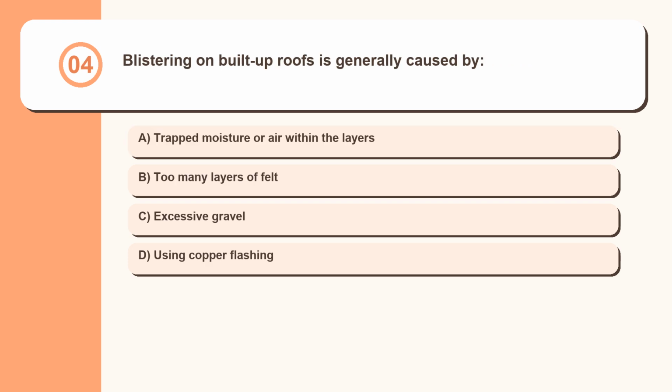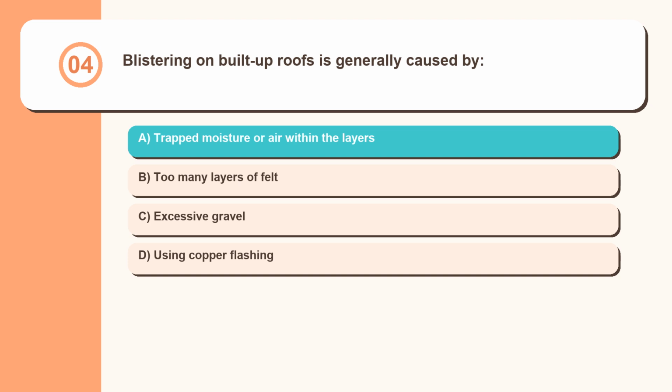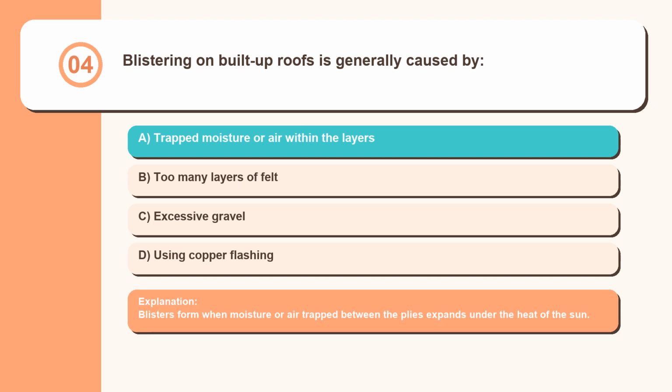Question 4. Blistering on built-up roofs is generally caused by trapped moisture or air within the layers, too many layers of felt, excessive gravel, using copper flashing. Blisters form when moisture or air trapped between the plies expands under the heat of the sun.